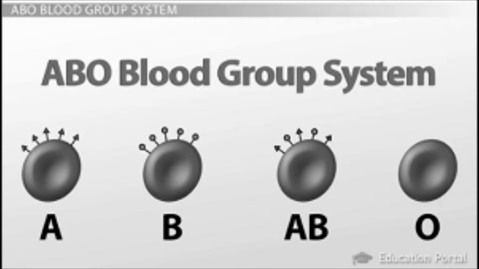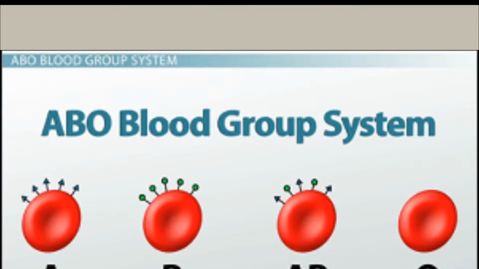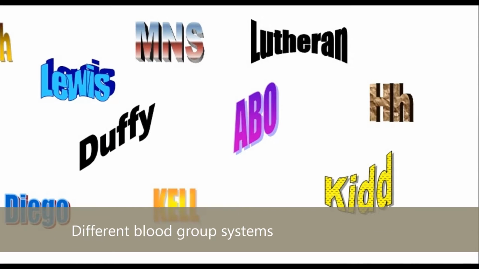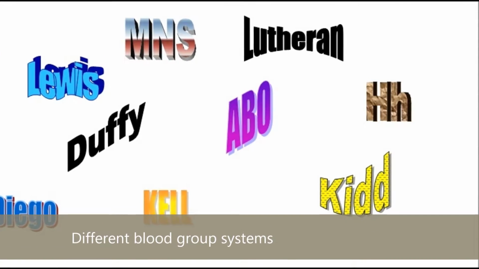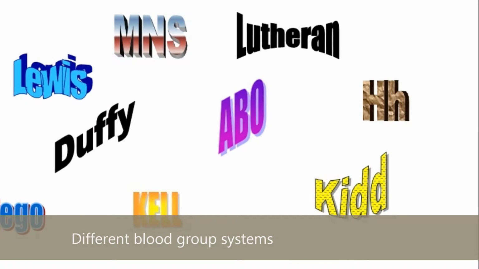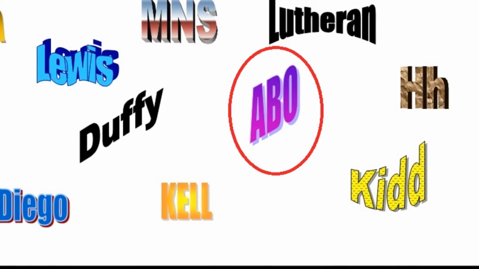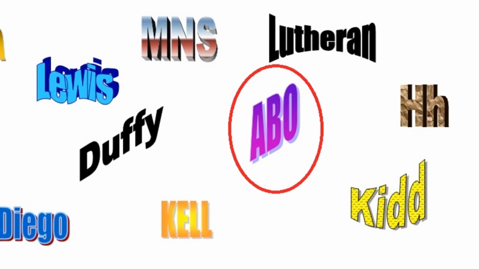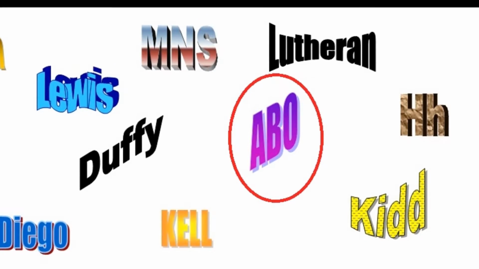Hello everyone. Today we are going to discuss the ABO blood group system. So let's get started. More than 30 blood group systems have been recognized till now by the International Society of Blood Transfusion. In this video, we will talk about the ABO blood group system, which is clinically most significant.